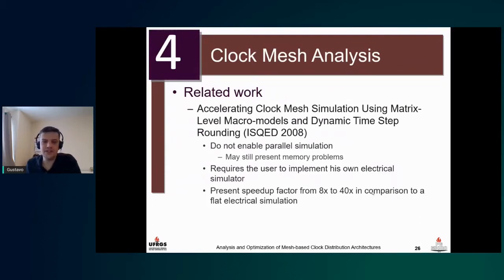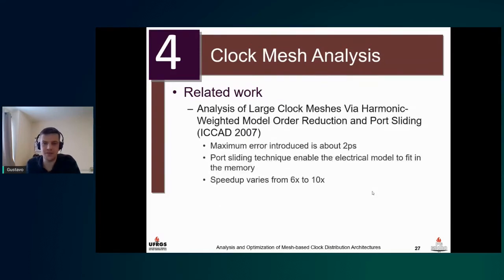So there are other works in the literature that came around the same time. I won't go into the details here for the sake of time, but those other works were proposing techniques such as model order reduction or other changes to the electrical simulator to try to speed up the simulation of clock meshes. Although they are very interesting works, they are harder to implement because they would require a specialized electrical simulator for the clock mesh.